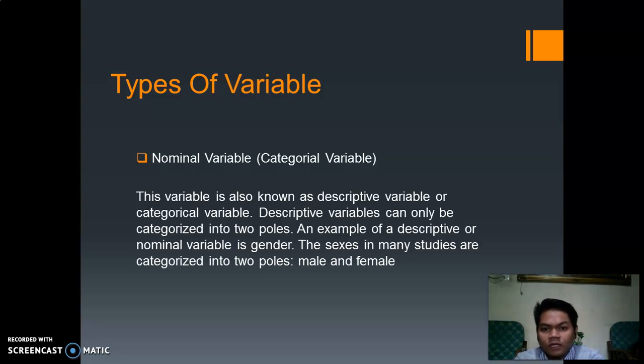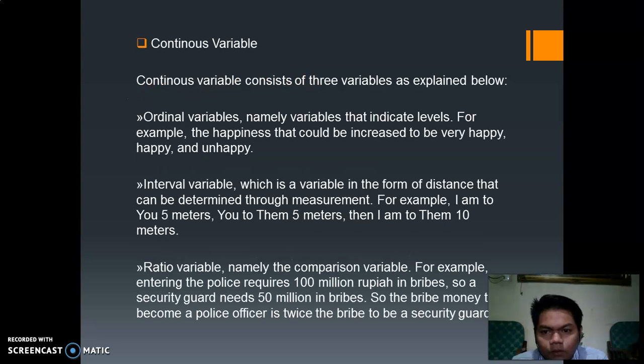Nominal variables or categorical variables. These variables are also known as descriptive variables or categorical variables. A descriptive variable can only be categorized into two poles. An example of the descriptive or nominal variable is gender. The sex in many studies is categorized into two poles, male and female.